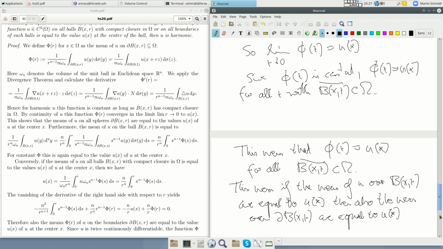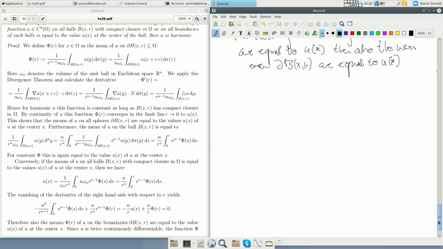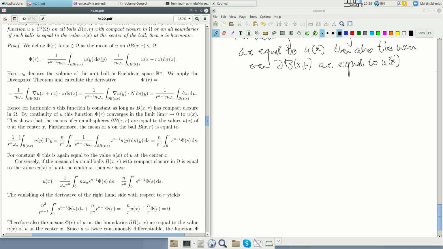Okay, now we know that in both cases, so if either for all balls whose closure is contained in omega the means over the balls are equal to the values at the centers, or if the same holds for the means over the boundaries of the balls for all these balls, then the second statement holds. Okay, and now we may use the calculation of this derivative. Now we know that this derivative vanishes.